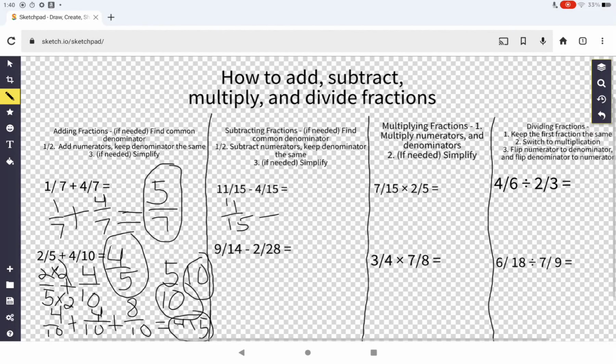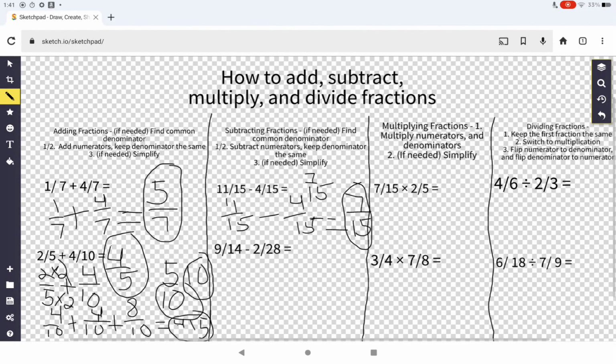Eighths minus 4/15. So like I said, just like adding, we don't have to find the common denominator for this one. We just subtract the numerators. So 11 minus 4 is 7. So 7. And then we keep the denominator 15. Okay, so our answer is 7/15.